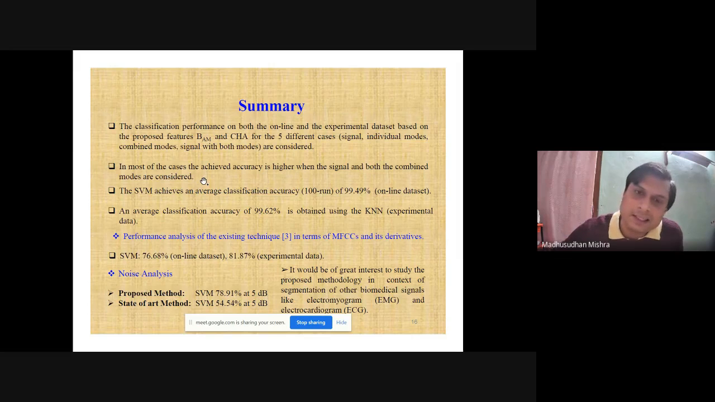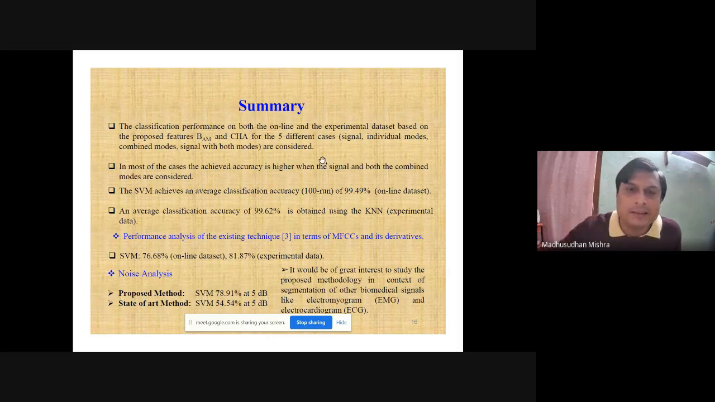The reason is it gets good features when it uses the signal as well as both the modes, so that increases the dimension of the final vector before feeding to the SVM. So it gets sufficient information to exactly classify between S1 and S2.